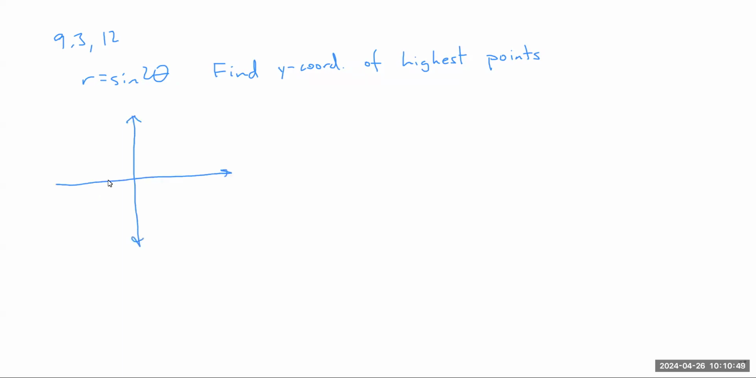R equals sine 2 theta and find the highest point. Okay, find the y coordinate of the highest point. Okay, how do we do that? So we know what this thing looks like. Is this like one of the roses? I think it's like a flower, right? I don't know if somebody told me that.